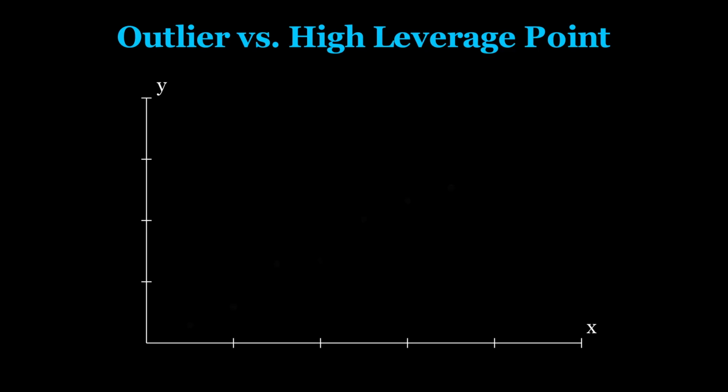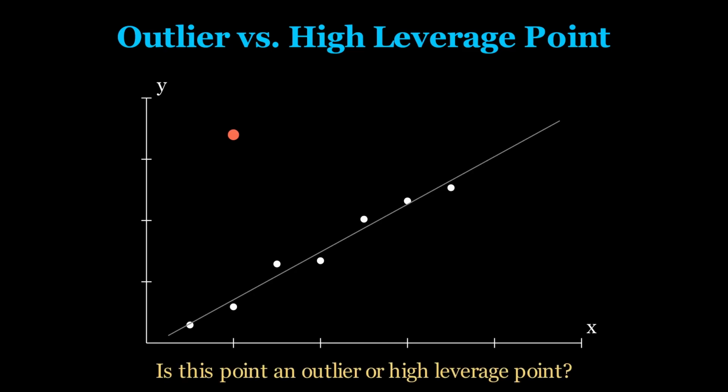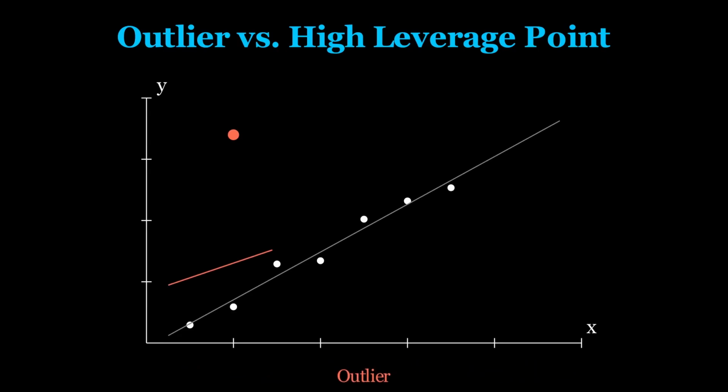Here is a scatter plot showing a clear linear trend. The gray line is the fitted regression line through these data points. Let's add a new point to the plot. Take a look at where it falls relative to the fitted line. Do you think this is an outlier or a high leverage point? This point is an outlier.